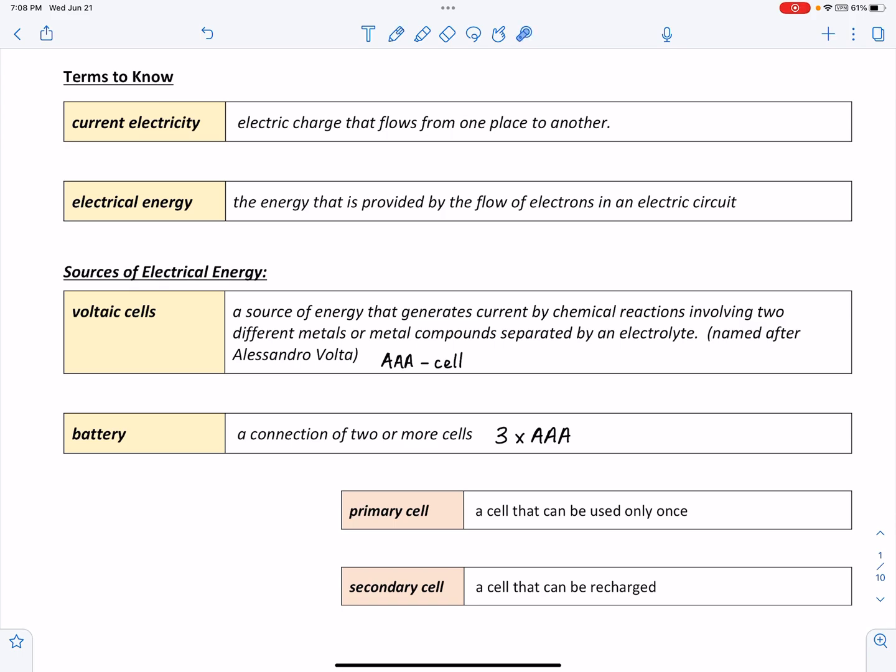If a cell can only be used once and you need to throw it out when it's done, then it's called a primary cell. If a cell can be used more than once and it can be recharged, it's called a secondary cell.